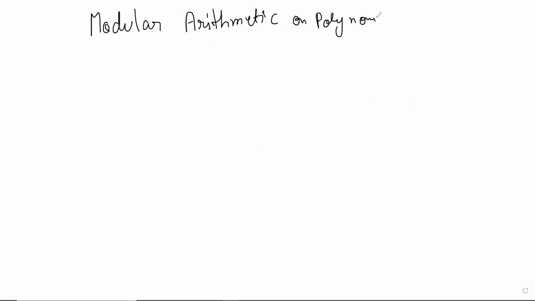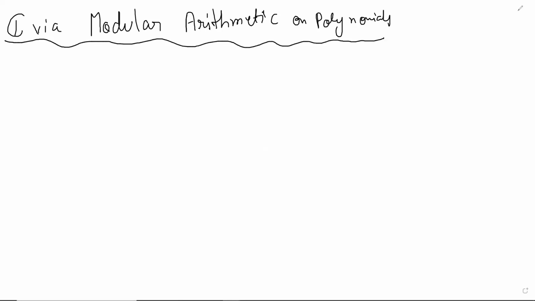Okay. By the way, I forgot to say that what we did before has inverses and everything, so it is what is known as a field. But again, that's probably not important. So complex numbers via modular arithmetic on polynomials. Let's try to understand what this is. Right. So what is it?